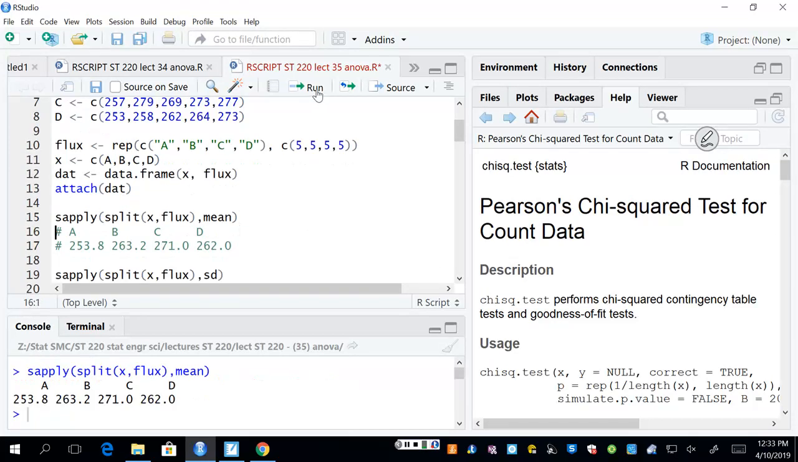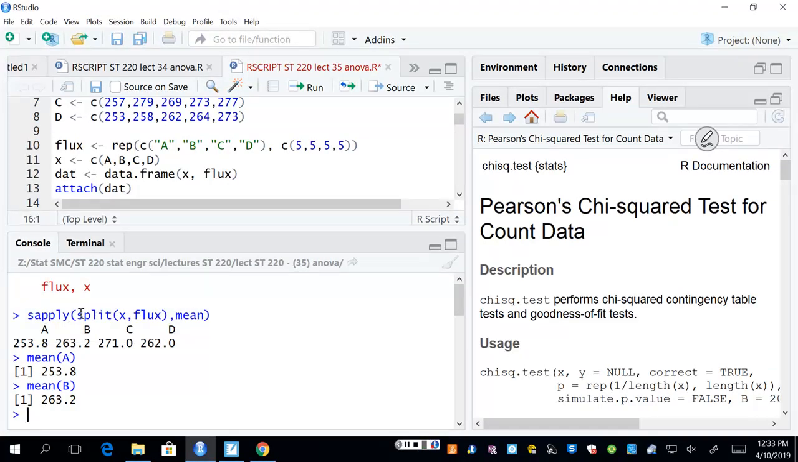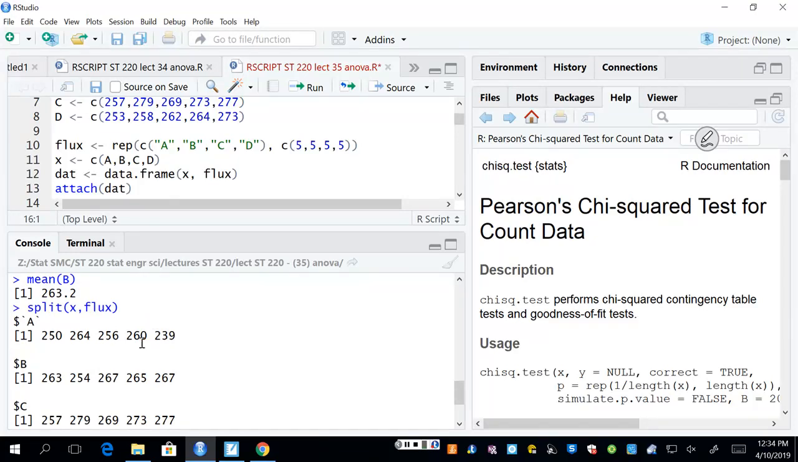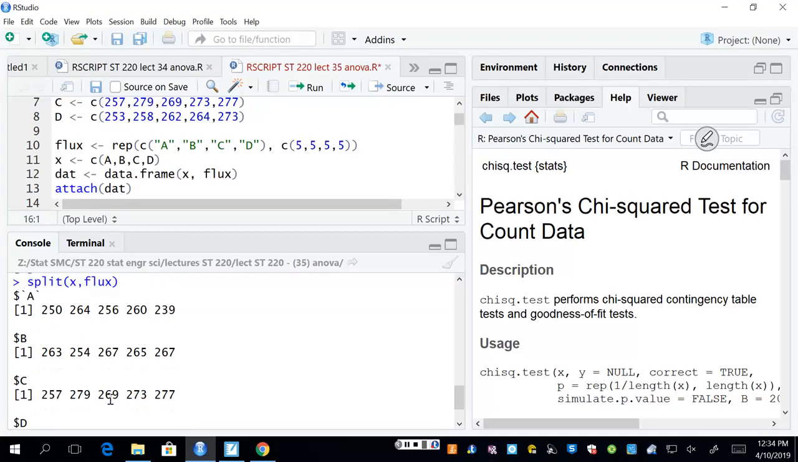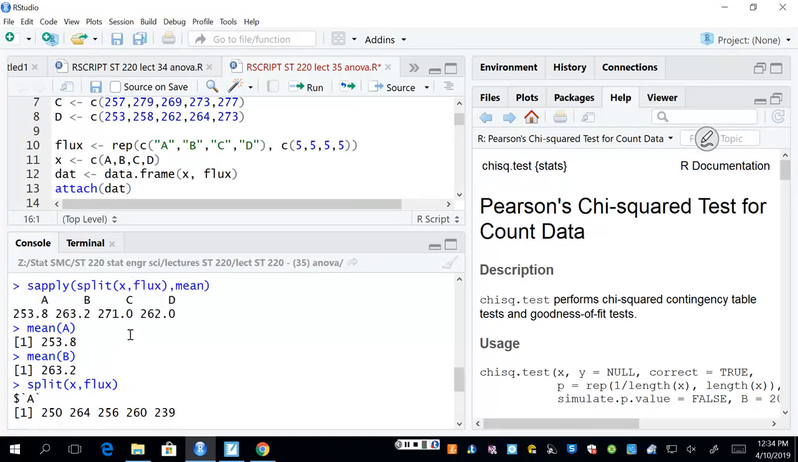So we can look at the means. You could just type the mean of A and the mean of B and so on. But this little split function will split all the X values according to the fluxes. It creates a list, actually, where there's the A's and the B's and the C's and the D's. This splits it out, and then this sapply type of function calculates the mean, the average, for those.